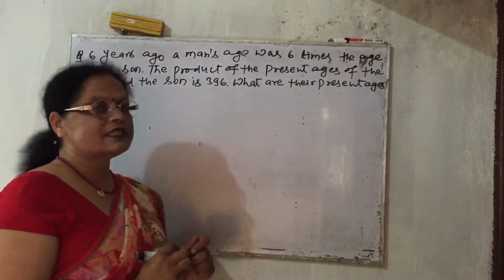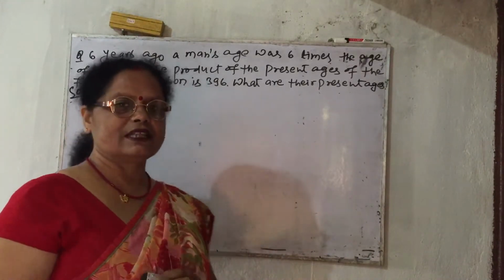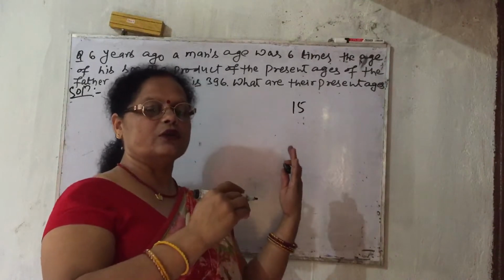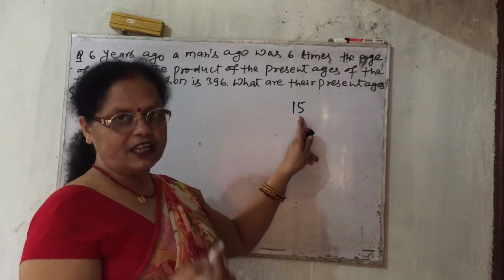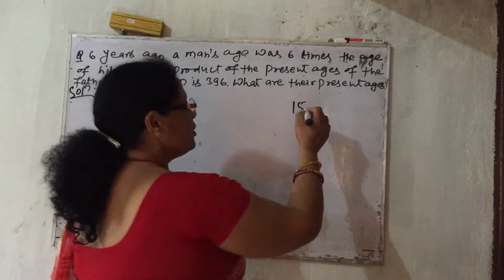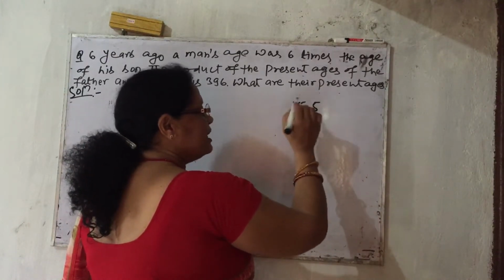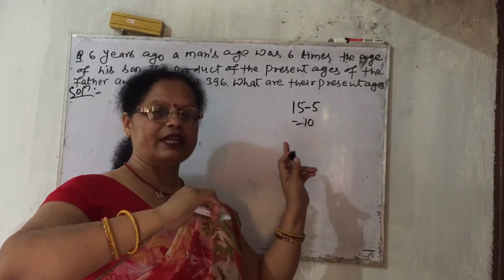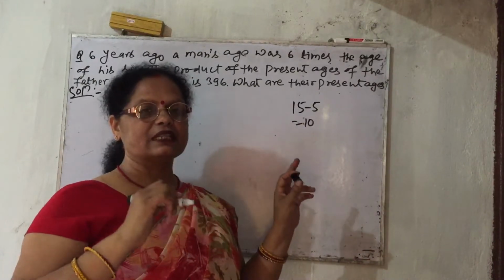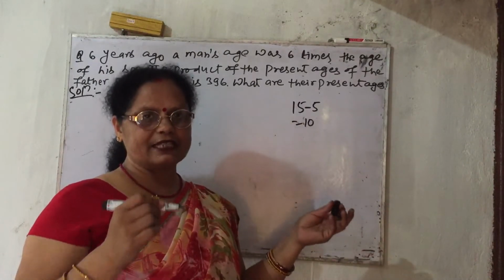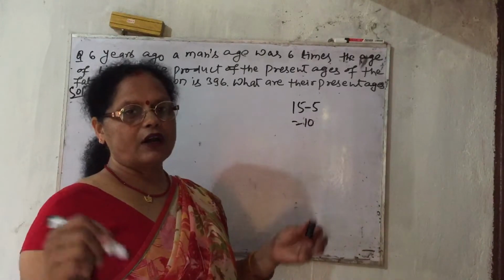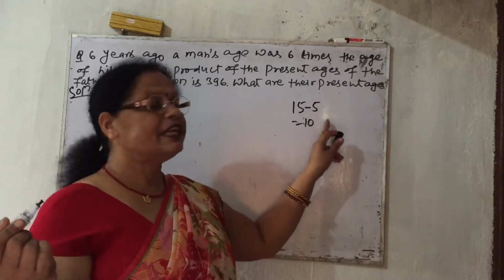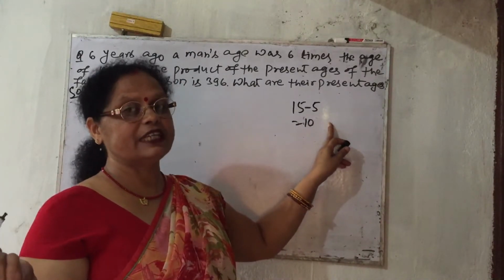Suppose your present age is 15 years. Then 5 years ago, your age was how much? 15 minus 5 equals 10 years. How do we find out? Before 5 years or before 6 years, that means we have to subtract. And after 5 years or after some years, that means we have to add to the present age.